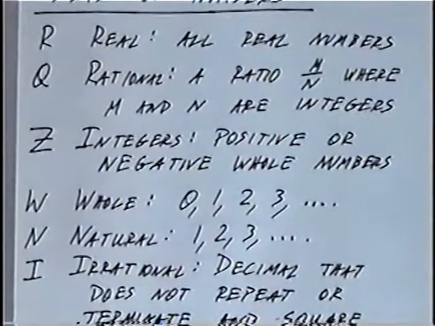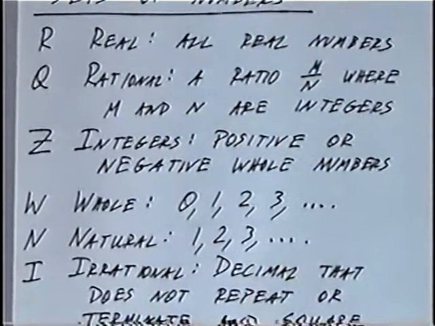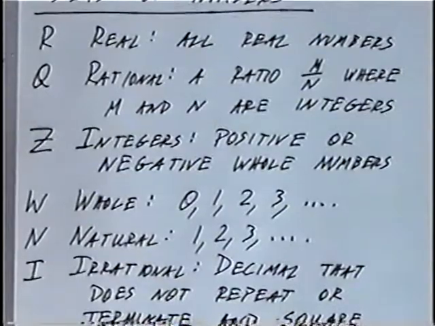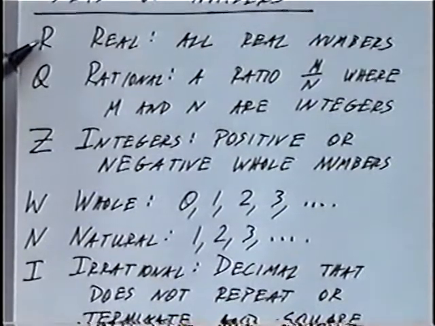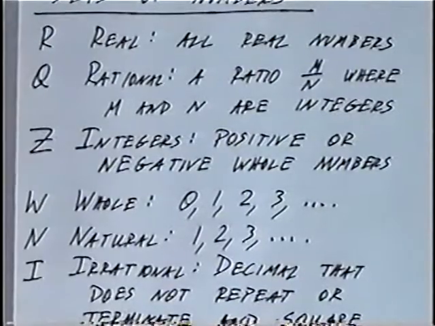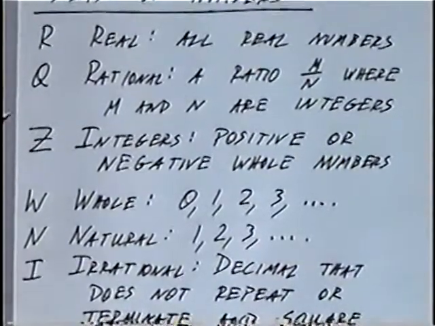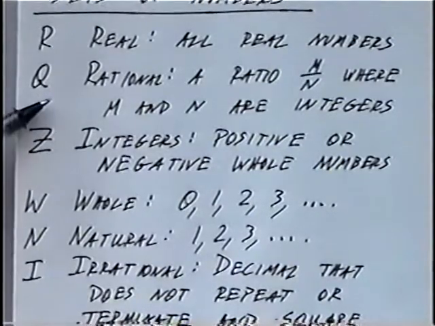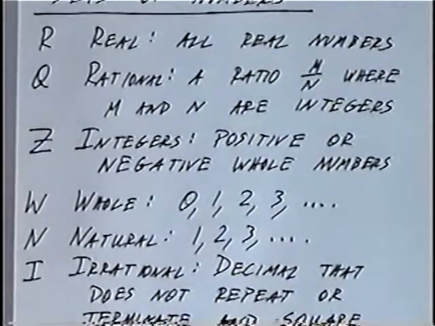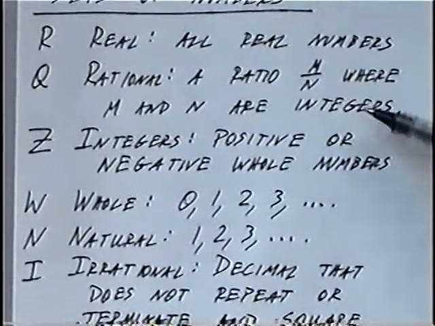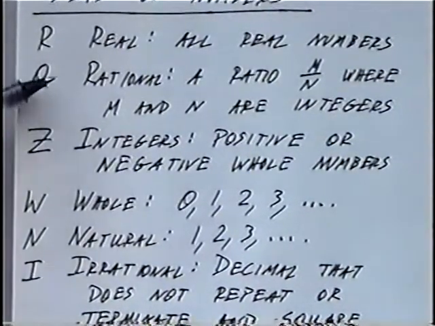For sets of numbers, we have 6 different sets. The first one, R, which stands for real. All real numbers. Every number you've seen in every math class up until now is a real number. The only exception later on this year will cover imaginary numbers. Q stands for rational. Rational is basically any fraction, any number you can write as a fraction as long as the denominator and numerator are integers, and those would be positive or negative whole numbers.